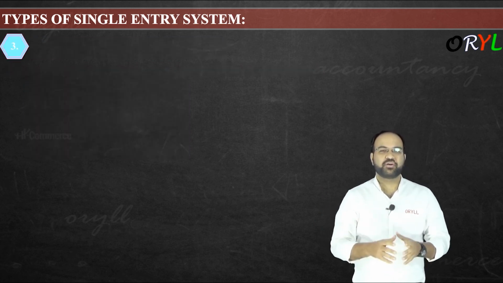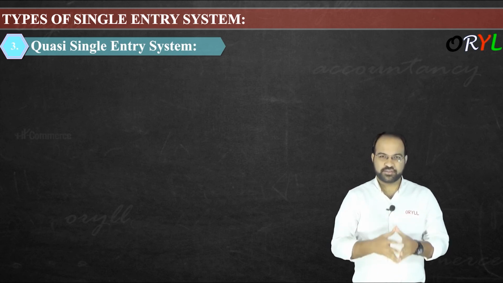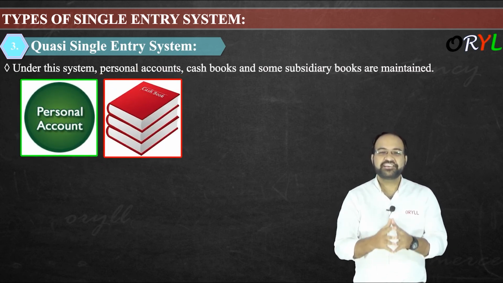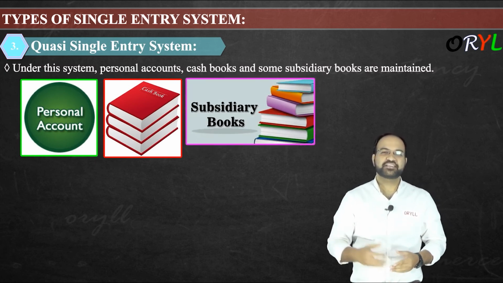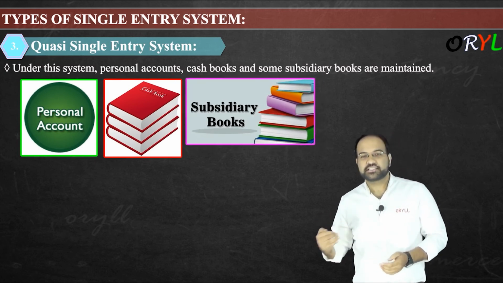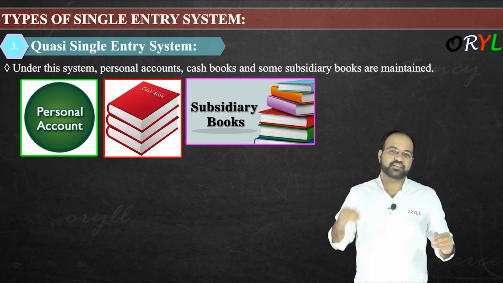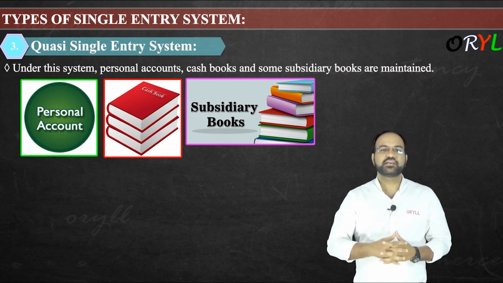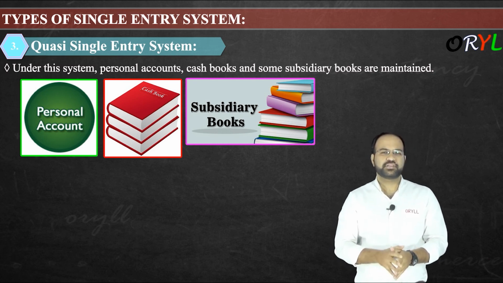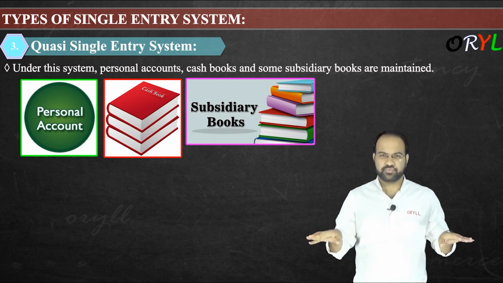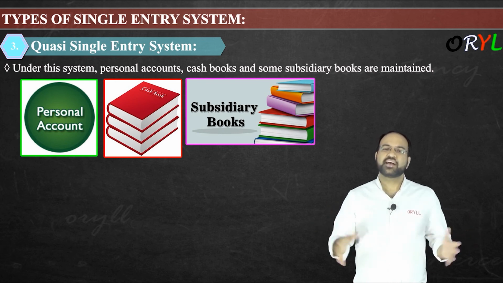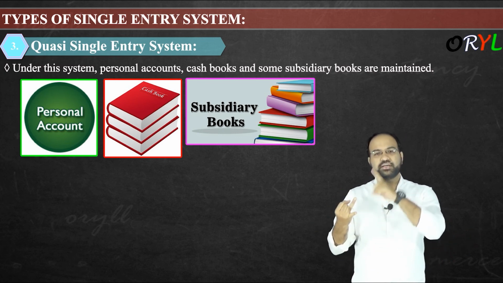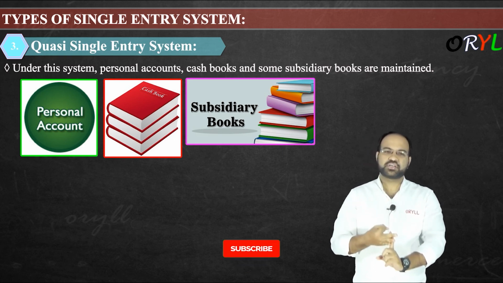Now the third one, the quasi single entry system. Under this system, personal accounts, cash book and some subsidiary books are maintained. So here one more thing is added. What is that? Some subsidiary books, not all the subsidiary books. Got it? Under the quasi single entry system. Sir, what do you mean by quasi? Quasi means semi. Got it? Not full, semi, or you can say half. So under this system, personal accounts, cash book and subsidiary books are maintained.